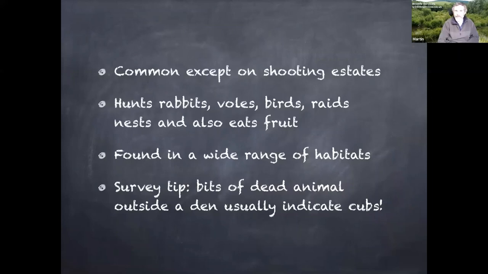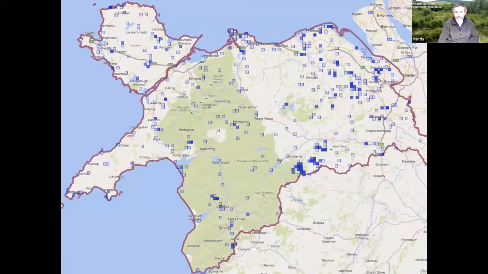They're common pretty much everywhere, except on the high tops again, and on shooting estates where they tend to be shot. They hunt rabbits, voles, birds. They raid nests, they eat fruit, they eat anything that they can get hold of. A good tip is if you find a den somewhere with bits of dead animal lying around it, it's probably a fox den with cubs. So definitely worth setting up a trail camera to see if you can get some good footage. That's the known distribution of fox. But again, as I said, they're pretty much all over the place.